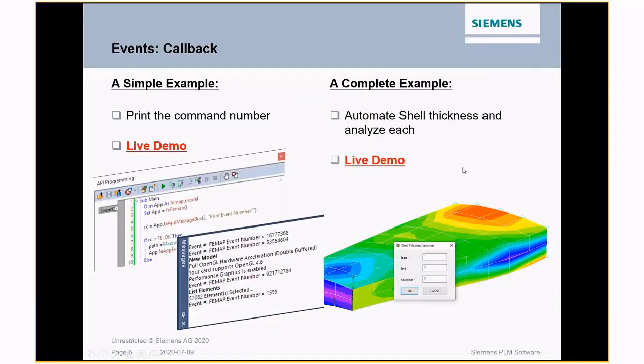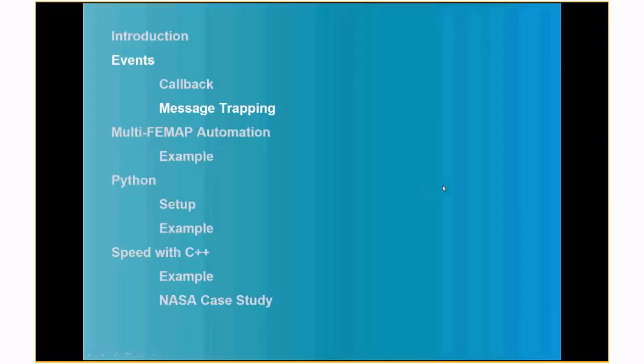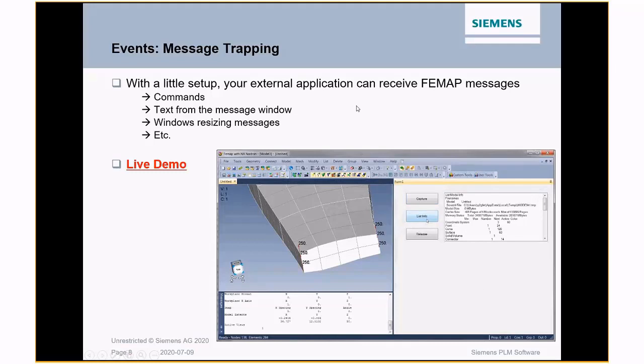So that's an example that we've seen before and demonstrated before on the FEMAP team, but something that I think is talked about a little less often is message trapping. This is another way that FEMAP exposes its commands and its notifications to other applications, and this goes into the realm of starting to develop your own add-in applications.